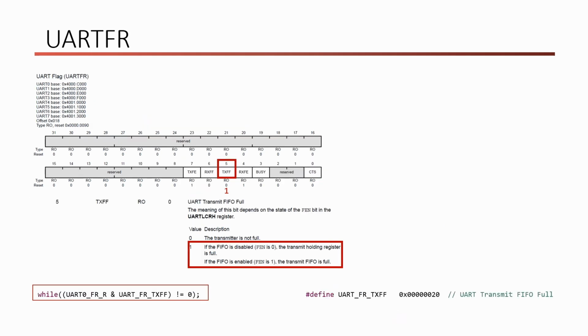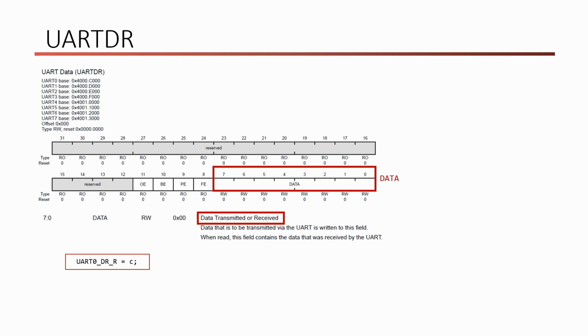In this case, this while loop will be executed until UART0 FR is different from 0, which means that the FIFO is full. This register is the data register. It contains the data that will be sent. Data written to this location is pushed onto the transmit FIFO.